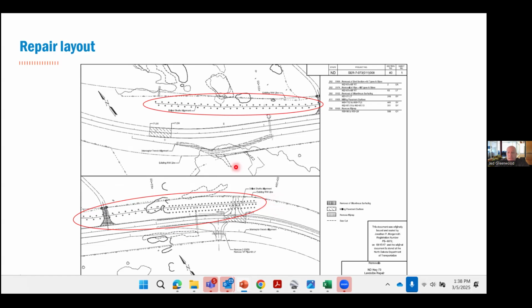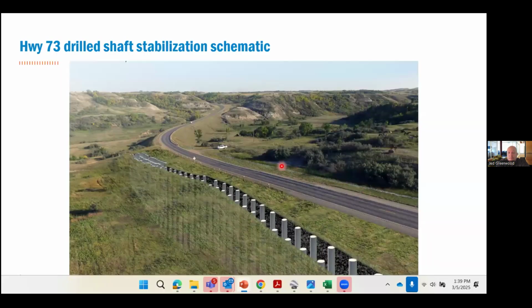Here's what the alignment looks like. So these are the slide, and then on the far side, you can see the interceptor trench. It's a little hard to see.